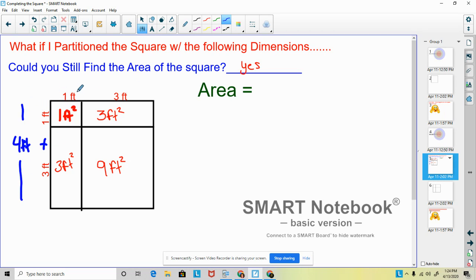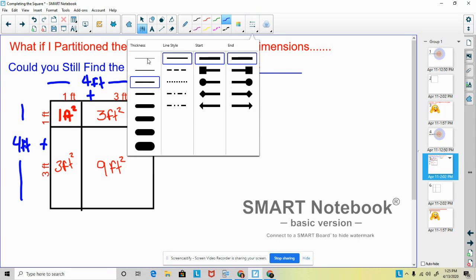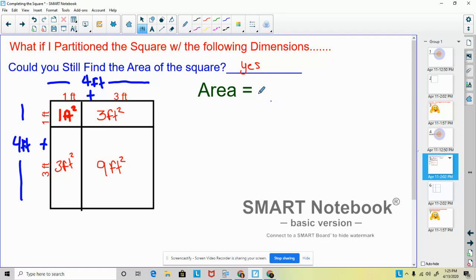Okay, what about the length of this whole side? 1 feet plus 3 feet is 4 feet. Okay, so the length of this side is also 4 feet. So I could use my area formula and just multiply 4 times 4 and get 16, right? So I already know that the area of this square is 16 because I was able to find this length here. So I know that the area of the square is equal to 16 feet squared, okay?